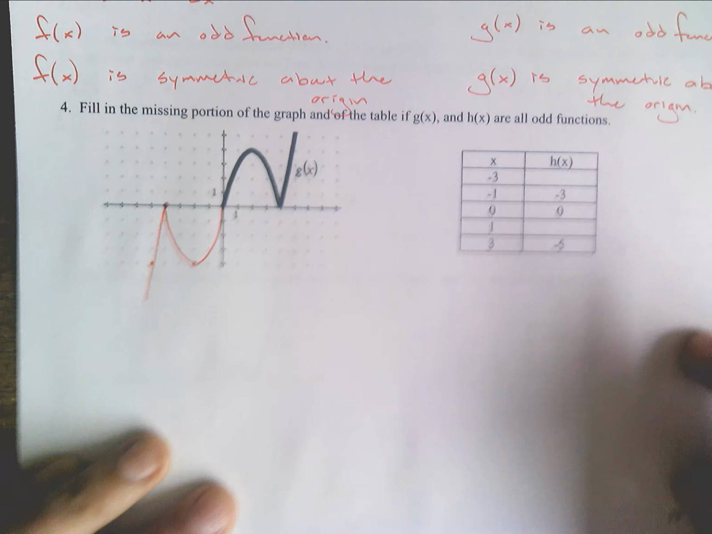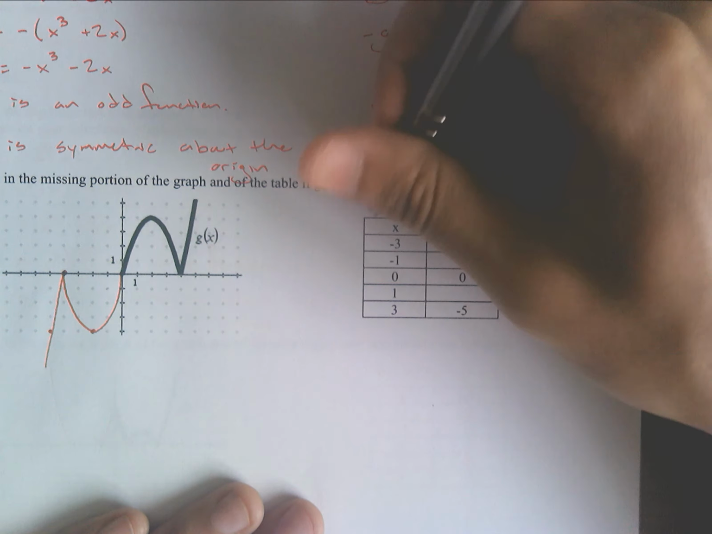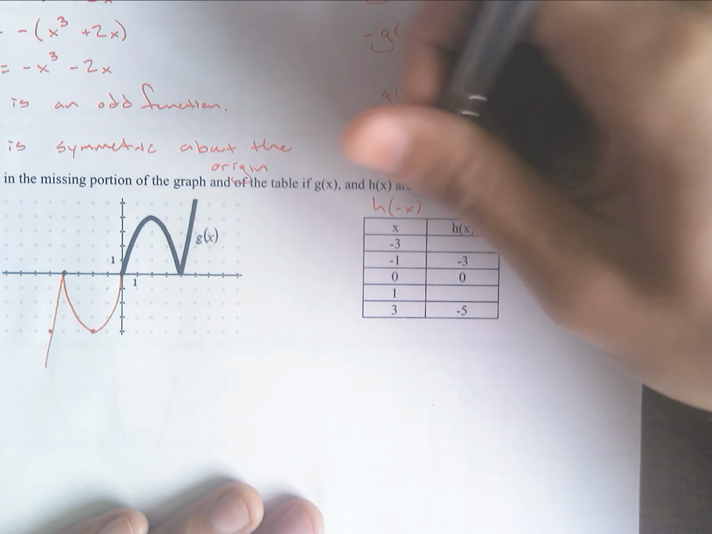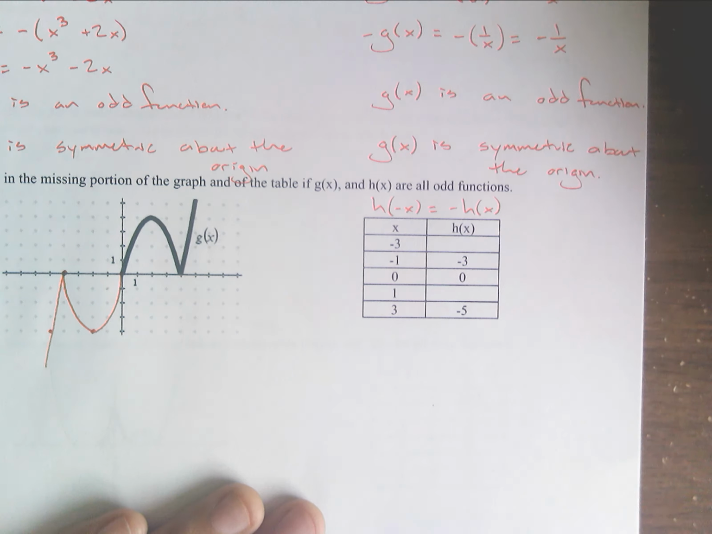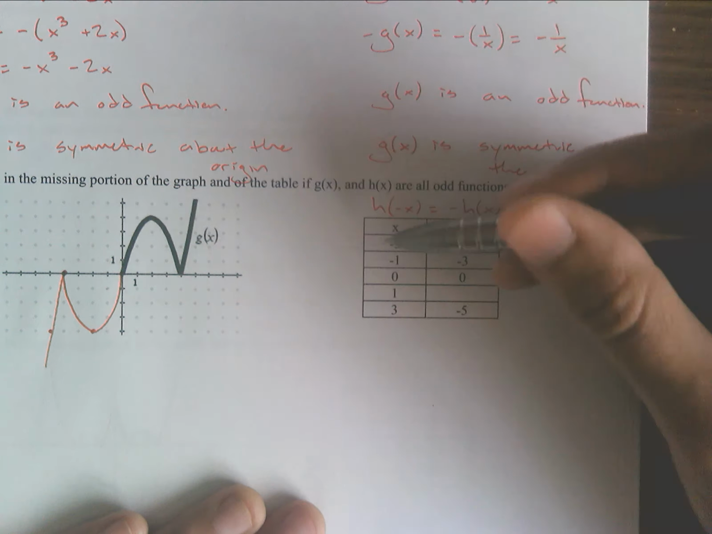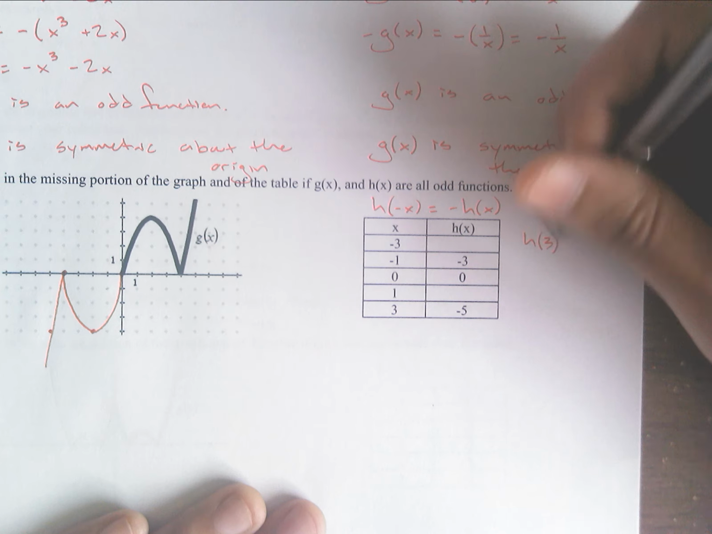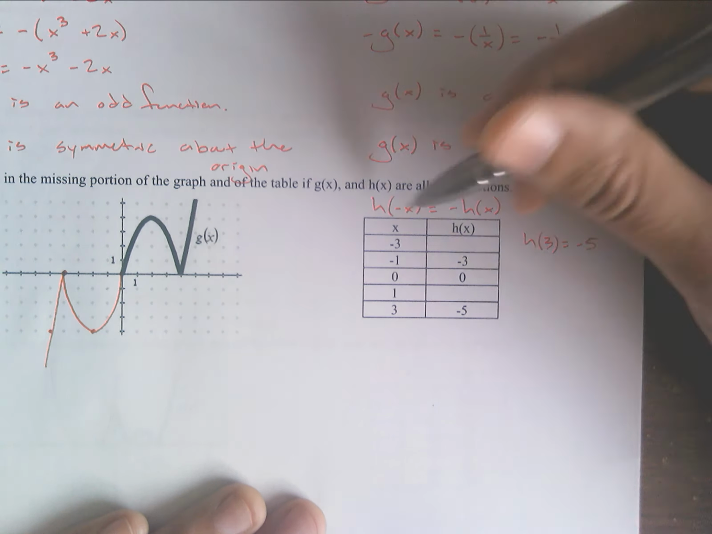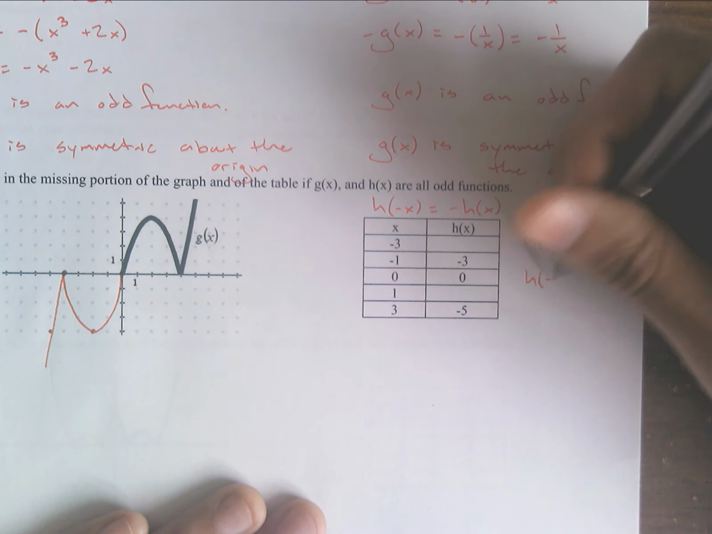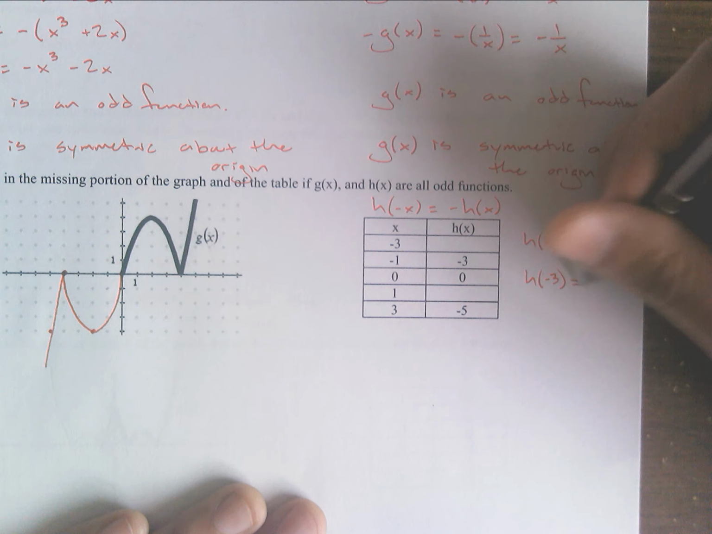All right, let's fill in the table of values. Again, by definition for the odd function, we can say h of negative x is equal to negative h of x. So if I want to find h of negative 3, so fill in this blank, I know that h of 3 is negative 5. So h of negative 3, or negative x, must be negative 5, or positive 5.